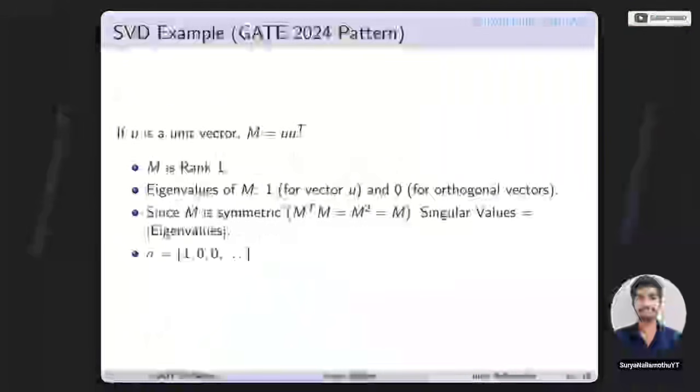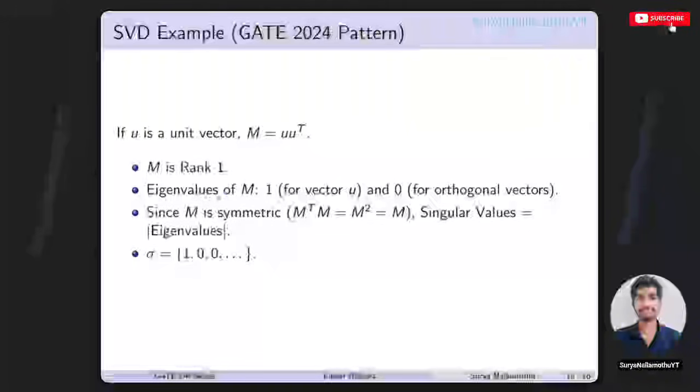Next, SVD example. In this case, we observe that M equals u u transpose. M is rank 1. The eigenvalue of M is 1, with the other eigenvalues 0 for orthogonal vectors. The singular values are nothing but the mod of the eigenvalues. This is also a very important point to remember: the singular value is the mod of the eigenvalue.